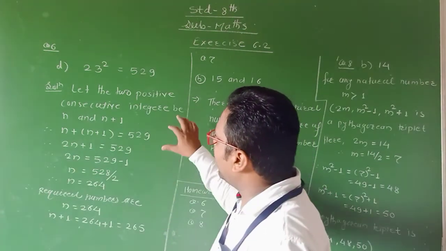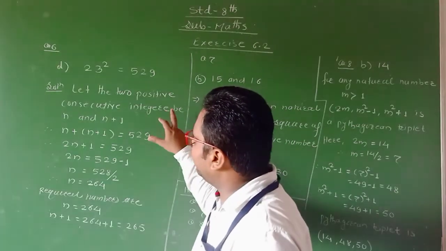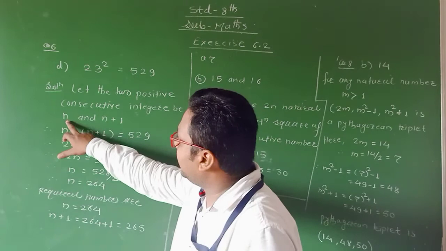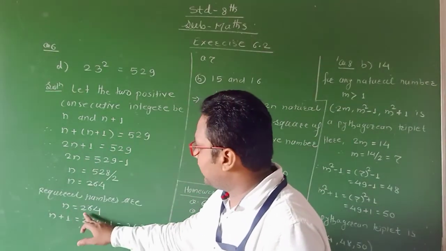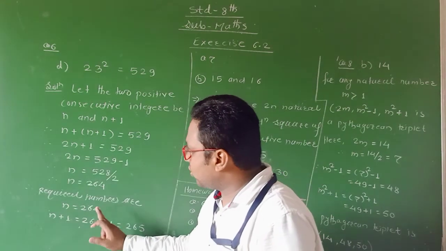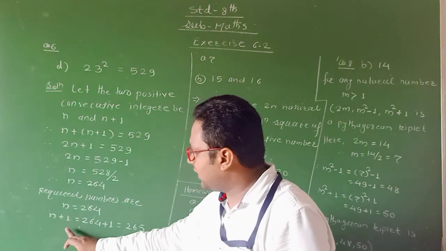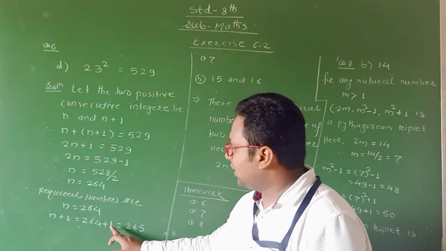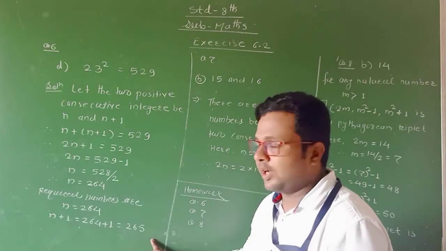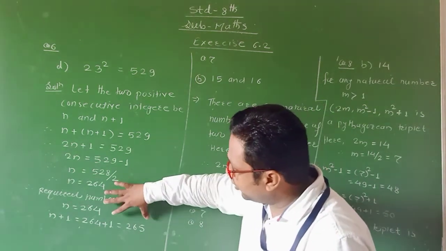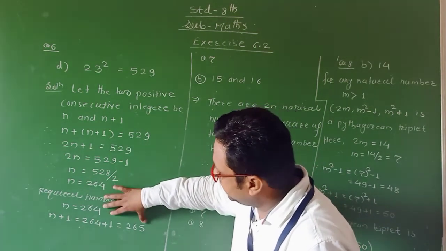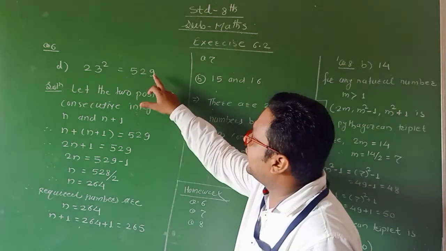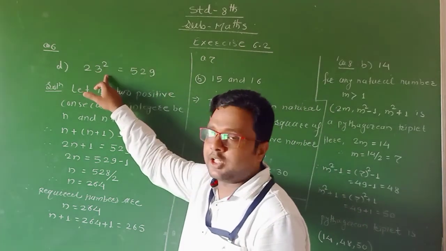We have to find the two consecutive integers, and which are the two consecutive integers? N and n plus 1. Therefore, the value of n is equal to 264, and its consecutive is n plus 1, that is 264 plus 1, we get 265. Now these are the two consecutive positive integers, and the sum of these two numbers will be 529, that is the square of 23.